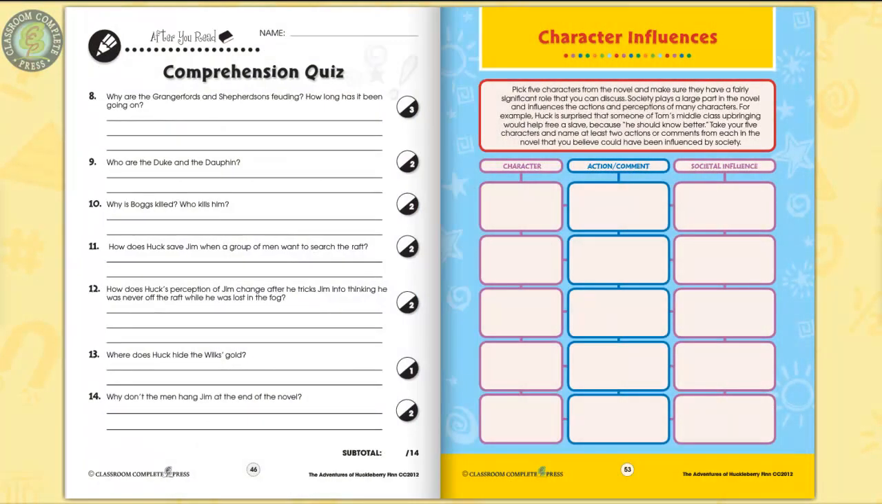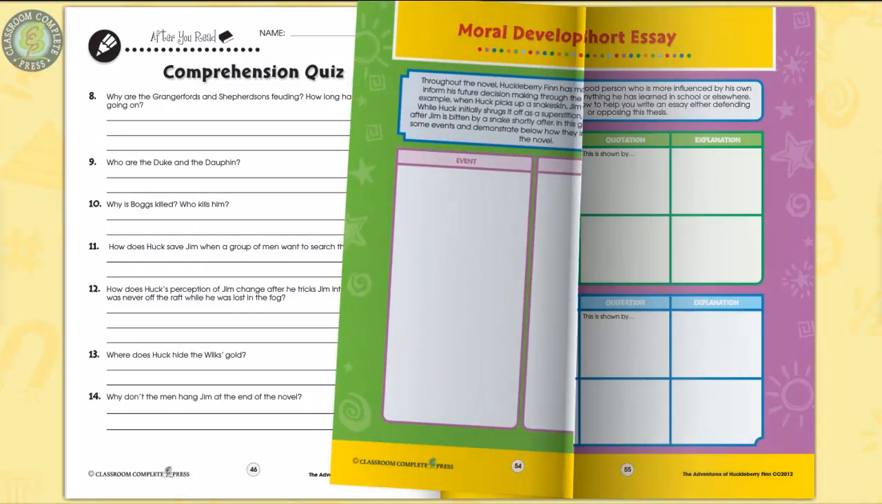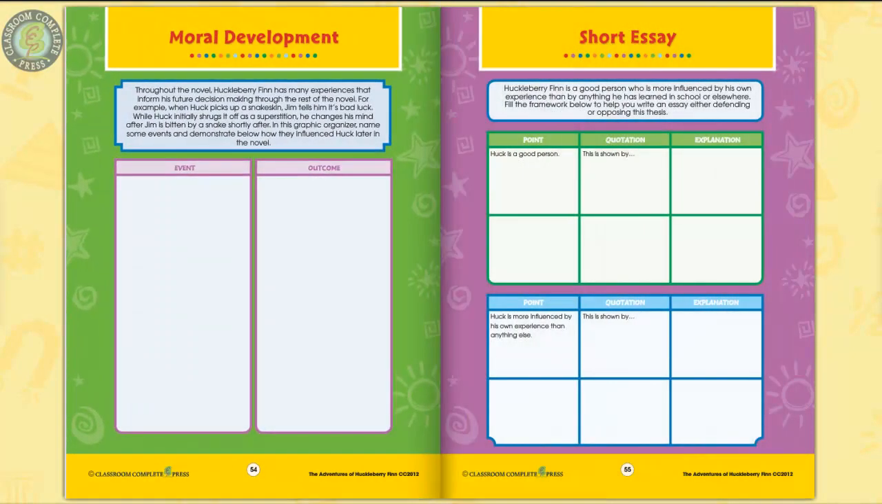3-color posters, which are graphic organizers, complete the resource. Complete an essay framework, either defending or opposing the idea Huckleberry Finn is a good person.